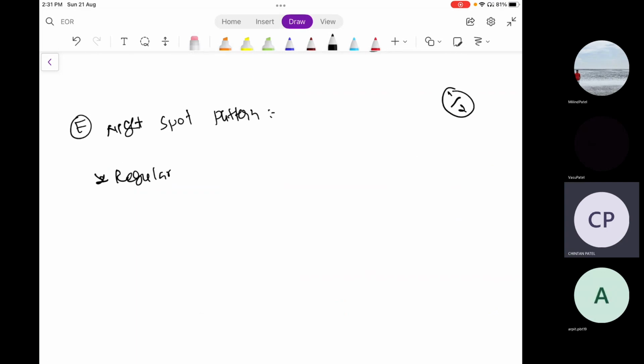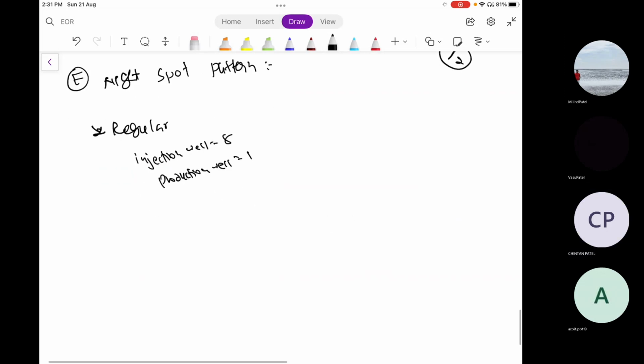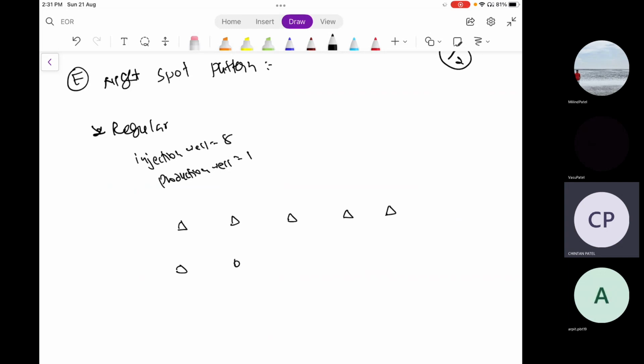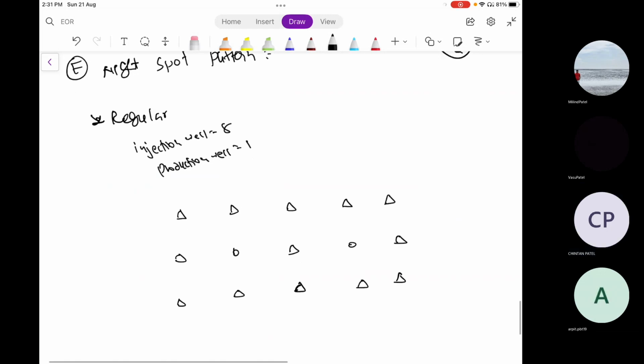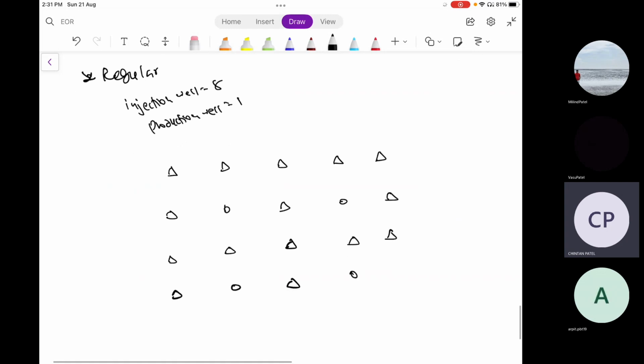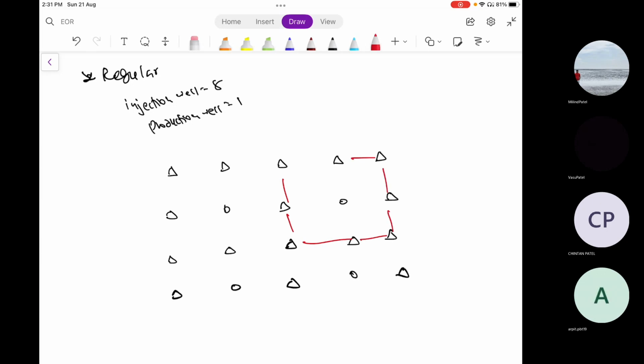Okay, so let's say regular pattern, then we have an injection well equal to 8 and production well equal to 1. Let's say we have something like this. Then in the next line we have an alternating well, then again in the next line is entire injection wells, then again alternating wells. Okay, so here we have a 9 spot pattern. So take anyone like this. So let me expand this.